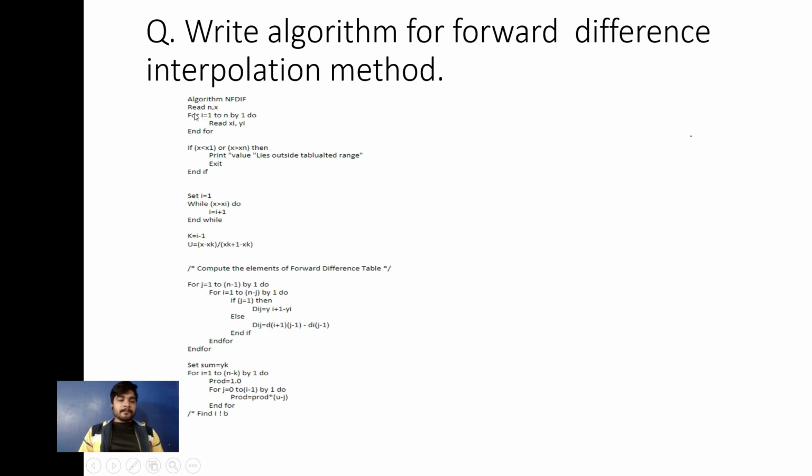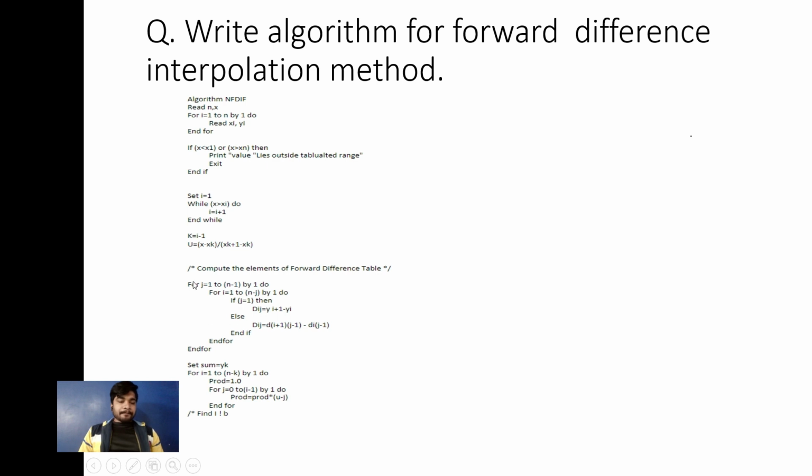So the algorithm is: first read n and x. For i equals 1 to n by 1, do read xi, yi. If x is less than x1 or x is greater than xn, then print value lies outside tabulated range, and exit. Set i equals 1. While x is greater than xi, do i equals i plus 1. Set k equals i minus 1, and u equals (x minus xk) upon (xk plus 1 minus xk).